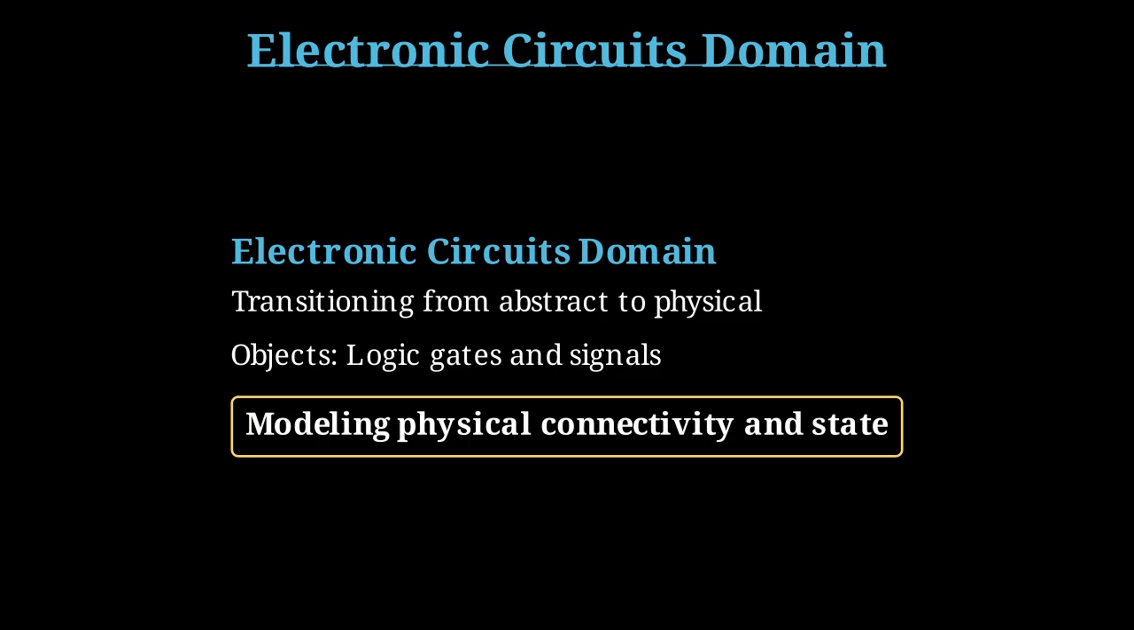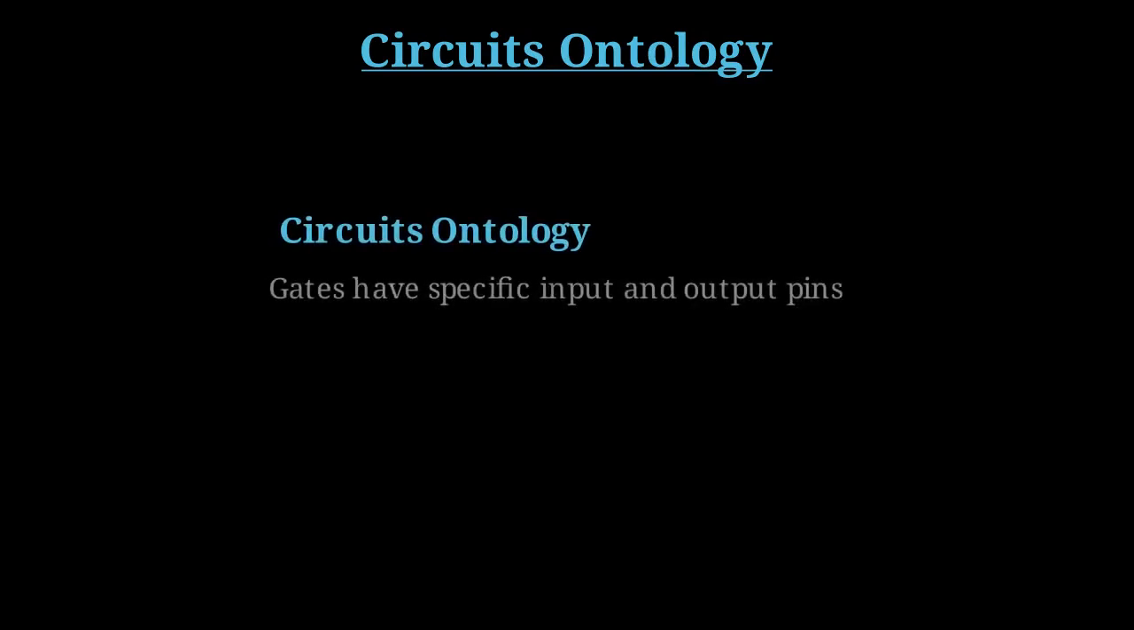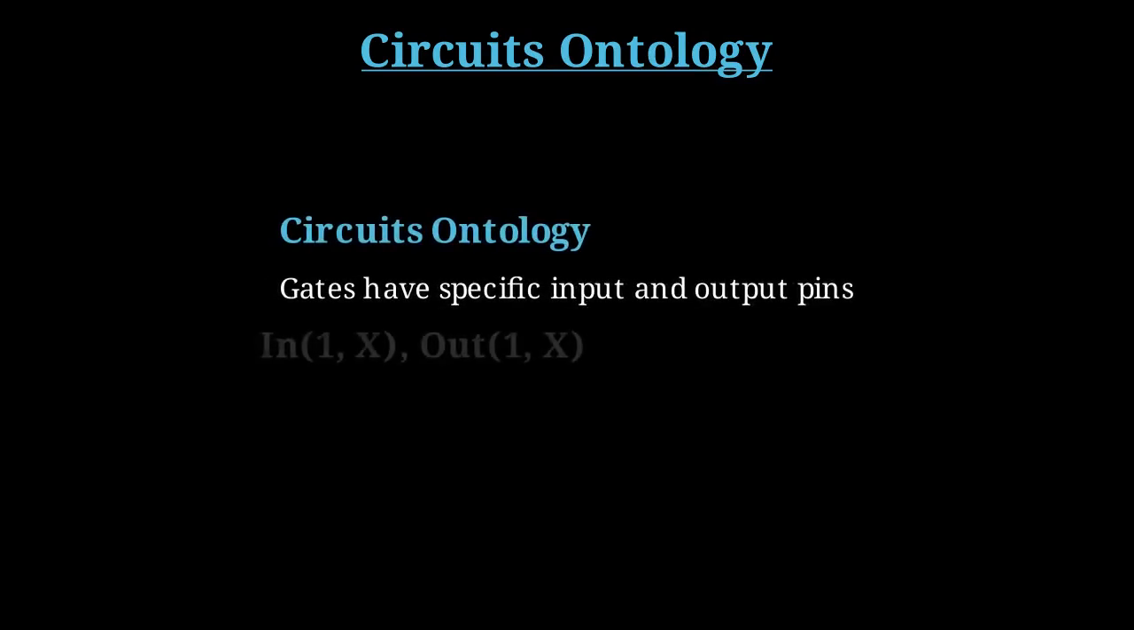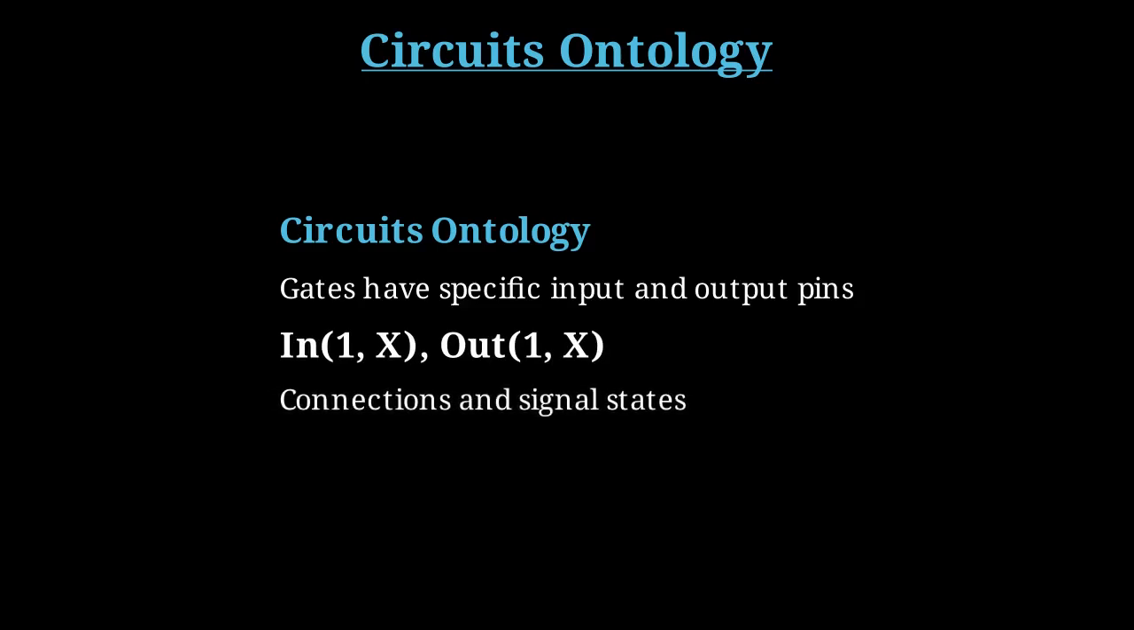This domain requires us to model physical connectivity and functional behavior simultaneously. To model a circuit, we cannot just say gate A is connected to gate B. Gates have specific input and output pins. Our vocabulary must reflect this rigid physical structure. We introduce the concept of terminals. We define functions like In1(X) to represent the first input terminal of a gate X and Out1(X) for its output terminal.